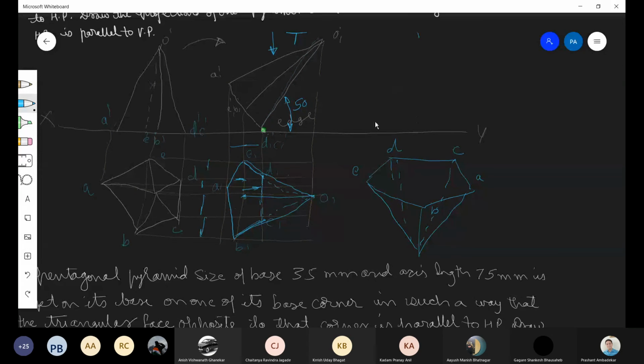Okay, so I will send the solution of this on WhatsApp. All of you will do it, and you will compare your solution with what I have sent. If you have any doubt, you can ask me.